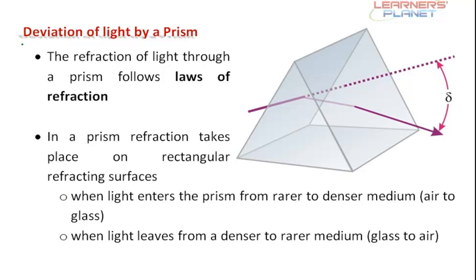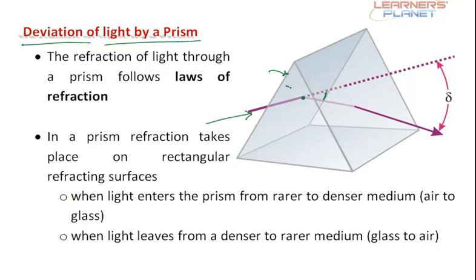Now what happens when a ray of light enters one of the refracting surfaces? It gets deviated, and the deviation of light by a prism is what we are going to study. Okay, let's say this is the ray which is incident. It gets incident at this point on this surface. Okay, this is one of the refracting surfaces. So when it strikes here, it gets deviated. Okay, and it will be deviated in this direction.